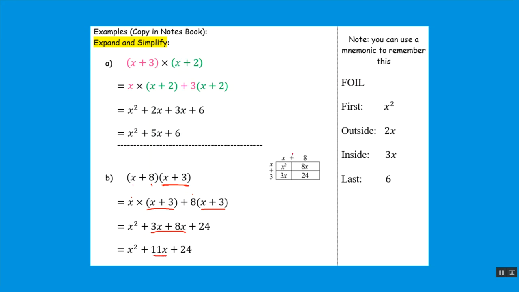You can also think about it this way. So the area of a rectangle. So this part is x squared, x times x. This part is 8 times x. This bit is 3 times x, and this part is 3 times 8. So there's a few different ways that you can solve this kind of problem.